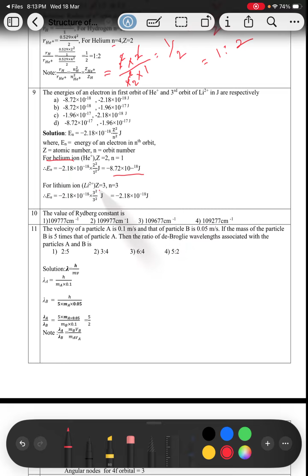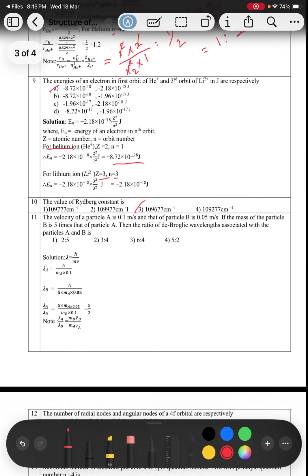For the lithium ion, Z is equal to 3 and n is equal to 3. So 3 square will be cancelled. We will get minus 2.18 into 10 power minus 18 joules. In the given options, the first option is the right answer. Next, 10th one, the value of the Rydberg constant is the standard value, that is 109677 centimeter inverse. So the third option is the correct one.